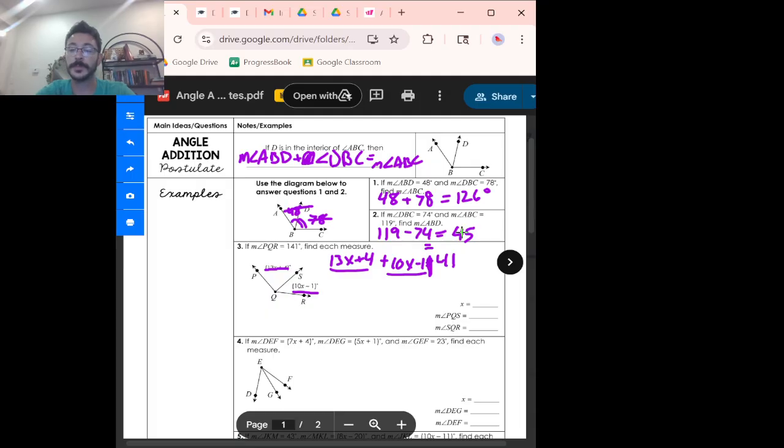Equals 141. You could combine the like terms, such as the x's and the constants, and then get x by itself. Solve for x. You could even then plug it back in to this x and that x, and figure out the total angles.